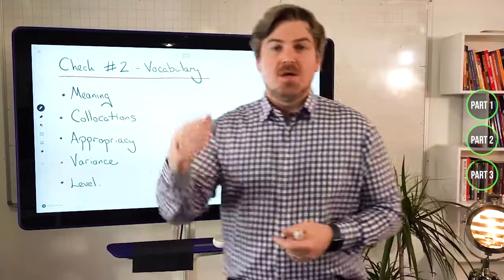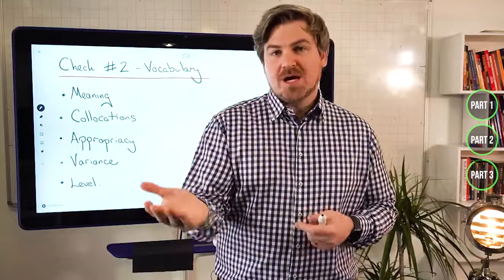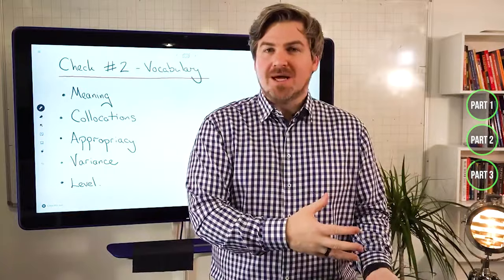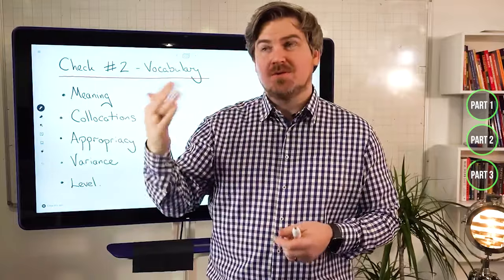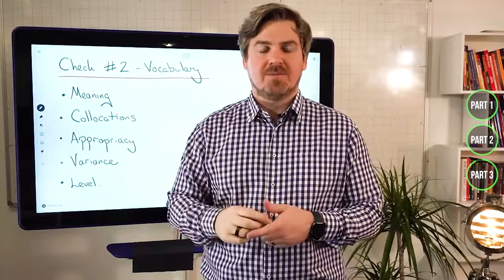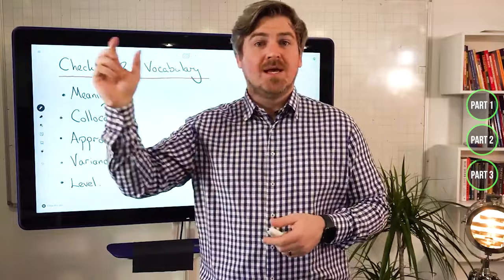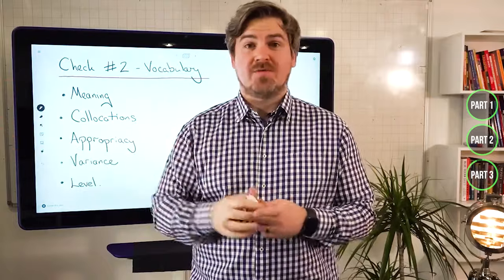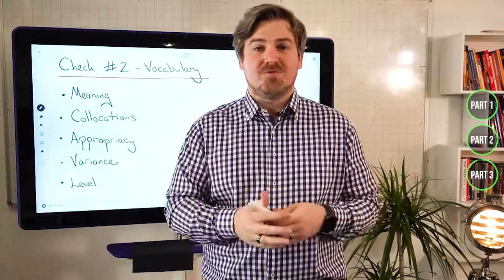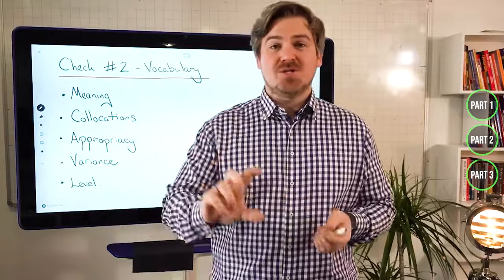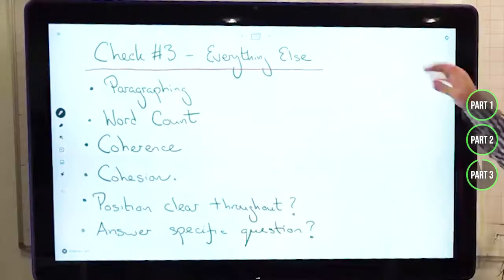And then level. You might want to have a look at the simpler words in your essay and, if possible, up-level them. So is there a way of improving your vocabulary by turning a simpler word into a more complicated word? For example, if you're writing about food and you write the food was very nice, you could change very nice to delicious.